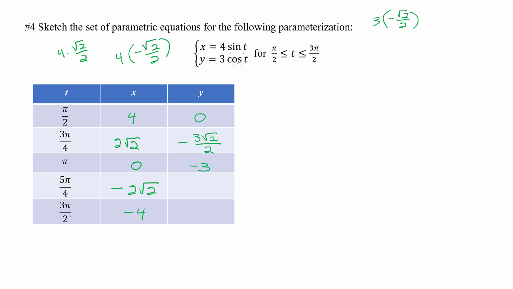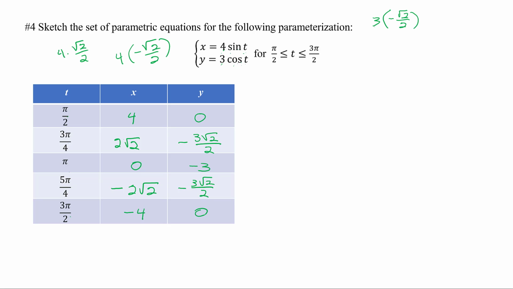For 5 pi over 4, we're in quadrant 3. In quadrant 3, the cosine is negative, so we're going to have 3 times negative square root of 2 over 2 again, leaving us with negative 3 square root 2 over 2. And then finally, for 3 pi halves, the cosine of 3 pi halves is 0, and then 3 times 0 again gives us 0 here.